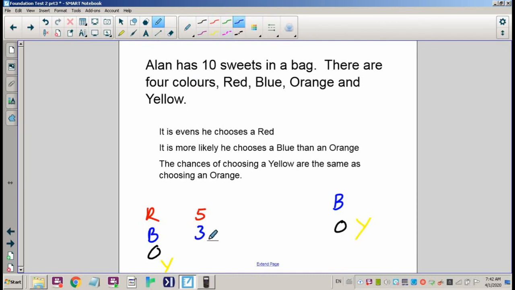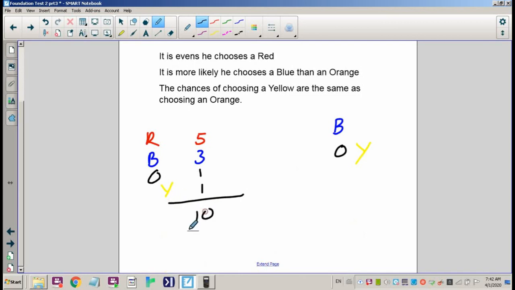Let's try 3 blue. And that would then give me 2 more sweets. If I made both of them orange, no, that would mean there's no yellow. I can't do that. If I made both of them yellow, it would mean I had no orange one, so I can't do that. But what I could do is make one of the sweets orange and 1 yellow. Let's check. Does that work? It adds up to 10. There is more blue sweets than there is orange and yellow, so there's more likely to choose a blue than an orange. And also the probability of choosing orange and yellow is the same because there are the same number of sweets. So that's how you deal with one like that.